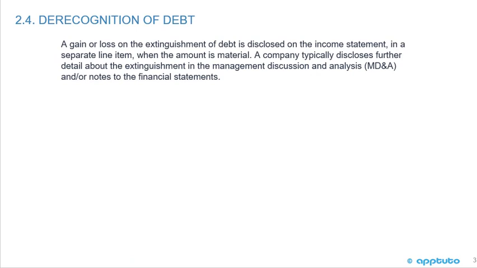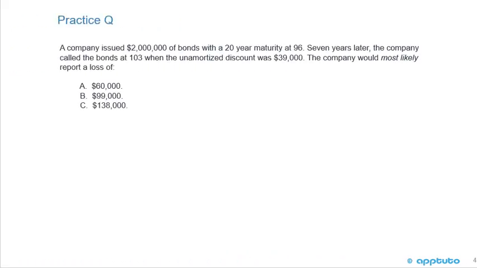Continuing with the derecognition of debt, a gain or loss on the extinguishment of debt is disclosed on the income statement in a separate line item when the amount is material. A company typically discloses further detail about the extinguishment in the Management Discussion and Analysis, MD&A, and/or notes to the financial statements. Now this LOS says explain, but it doesn't hurt to do a calculation.